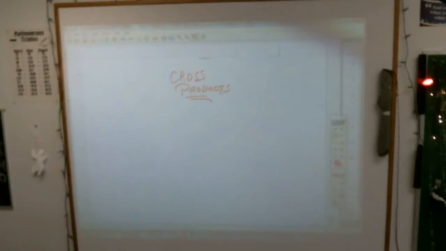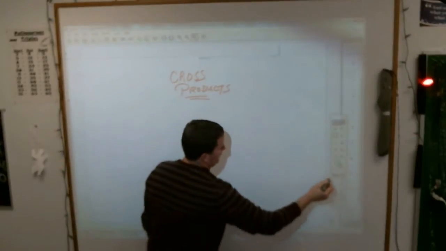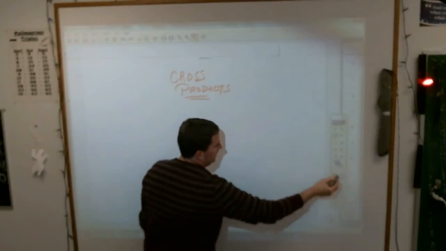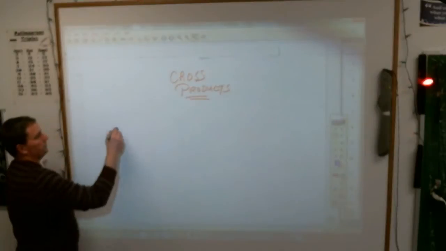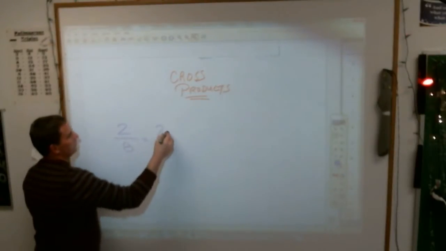Today's little topic is cross products. And that comes from this. When you make equal fractions, which is kind of equal ratios, a lot of times they're easy and they look something like this. 2 over 8 equals 20 over what number?